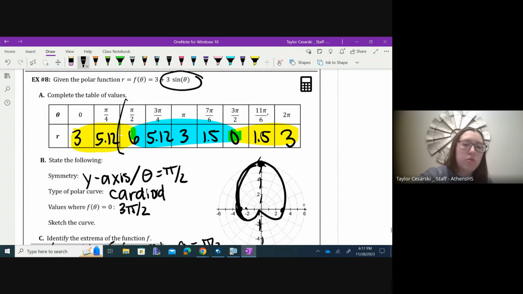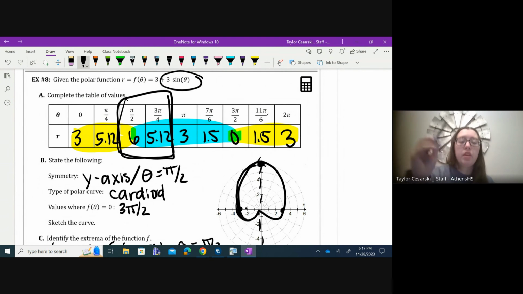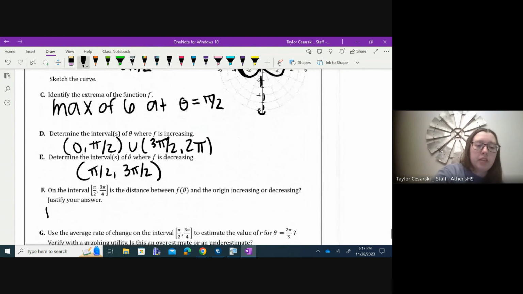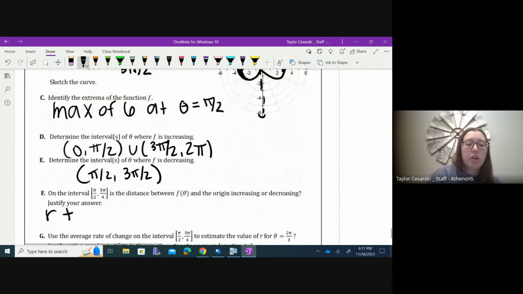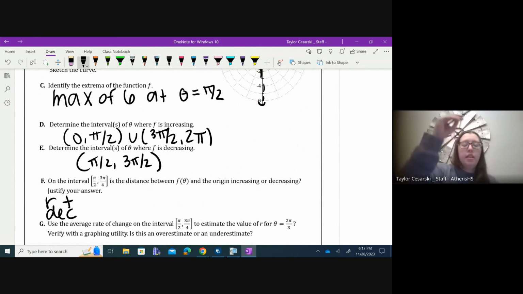So pi over 2 to 3 pi over 4 is this right here. So r is positive, and we are decreasing. That means we are getting closer to the origin. Okay, if I have a positive number like 10, and I'm decreasing, then I'm at 5. That is closer to 0.